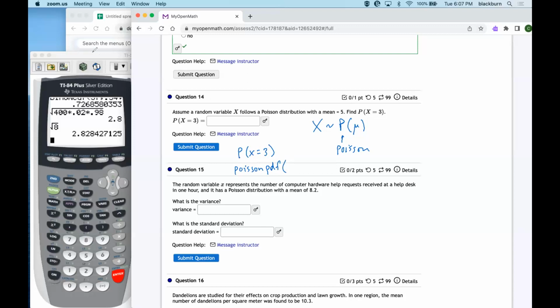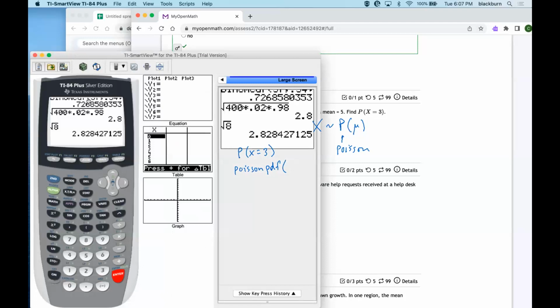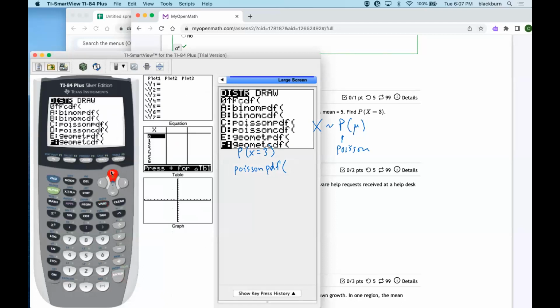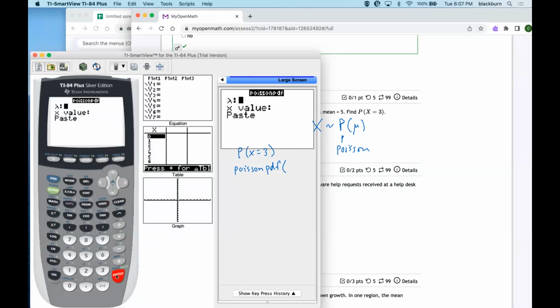Let's go to the calculator and find out. We go second distribution, go up to Poisson PDF. Yeah, they spell out the whole word. And then they use lambda, that's the Greek letter lambda. You're learning all sorts of Greek tonight. They use the letter lambda for mean. So lambda is the mean.